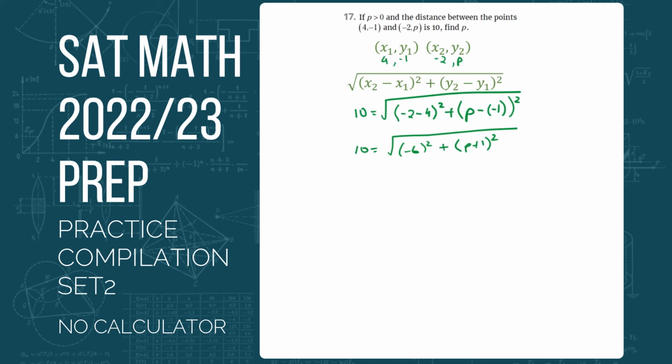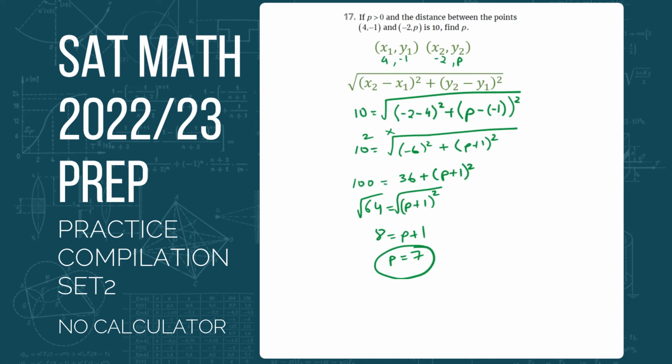Let's square both sides. So 100 will be equal to negative 6 squared, which is 36, plus p plus 1 squared. So minus 36 on both sides, we get 64 is equal to p plus 1 squared. Let's take the square root on both sides. We get 8 is equal to p plus 1 and p will be equal to 7. Your point p is 7.